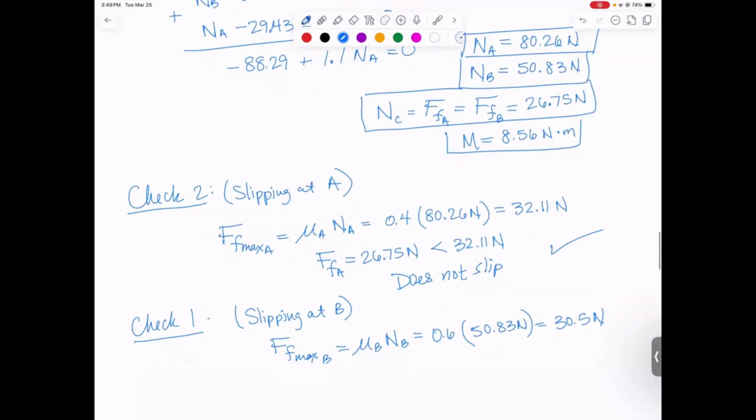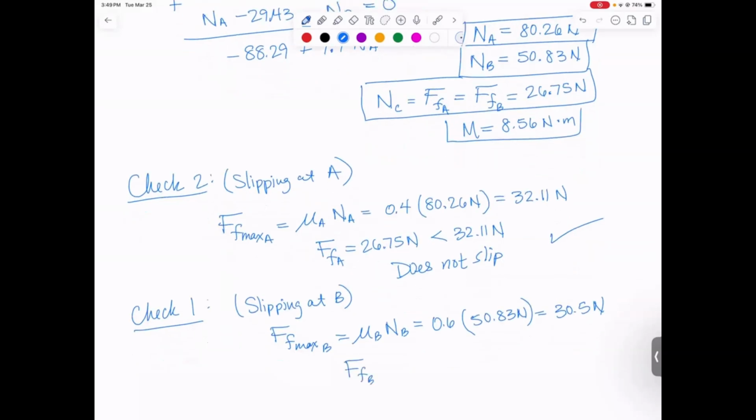So now let's check. The actual friction force at B when the bottom block starts to tip over is 26.75 newtons. And since that is less than 30.5 newtons, it also does not slip at B. It doesn't slip at A, it doesn't slip at B. So our guess that it slips at C and tips is correct.